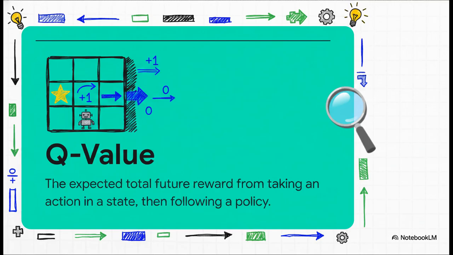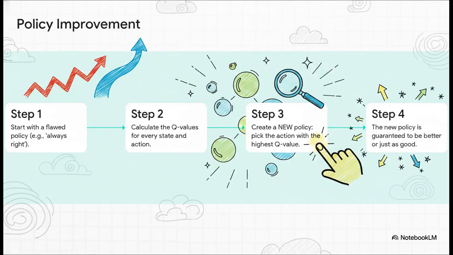Now, this is the key idea, the Q value. It's basically asking, if I'm in this spot and I take one specific action, and then I follow my dumb always right policy forever after, what's my total reward going to be? So think about it. If you're in a square right below the star, the Q value for the action move up is 1. Why? Because after you move up, the always right policy will eventually get you the reward. But the Q value for move right from that same spot is 0, because you'll just sail right past the goal.